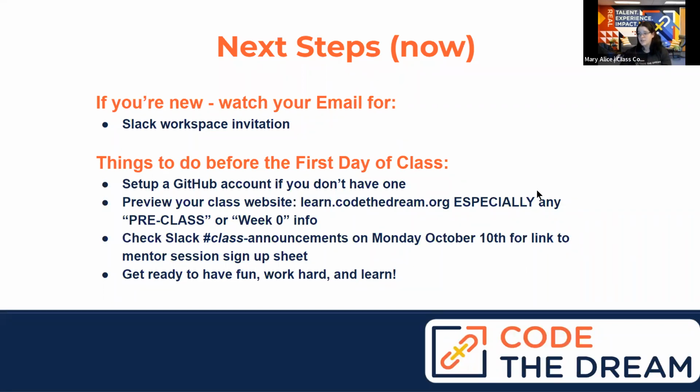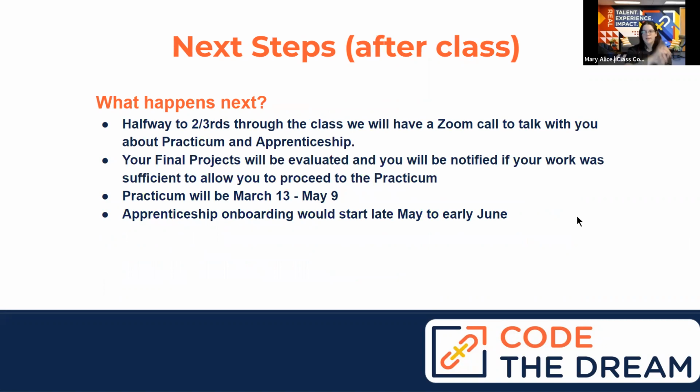All right, question and answer time, I believe. Oh, sorry, one last thing. About halfway to 2/3 of the way through the class, we'll talk more in depth about practicum, how it's structured, how you'll pick groups, all of that good stuff. And we'll talk more in depth about apprenticeship. Final projects are going to be evaluated at the end of your class, and then you'll be notified if you're allowed to proceed to practicum. Practicum's March 13th to May 9th, and then the apprenticeship onboarding would likely happen late May, early June. So within a month of practicum ending is when you'll be notified about if you've been accepted in as apprentice and when your start date is.